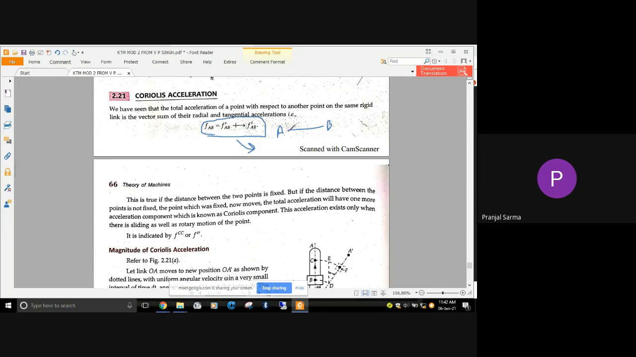Now, there may be some situations in some mechanisms or in real life cases when the distance between the 2 points is not fixed. If not fixed means, suppose one point is fixed and this point B is moving with respect to point A. That means the total distance is not fixed now. In this kind of case, what will happen? The total acceleration will have one more component, and that is nothing but the Coriolis component of acceleration.